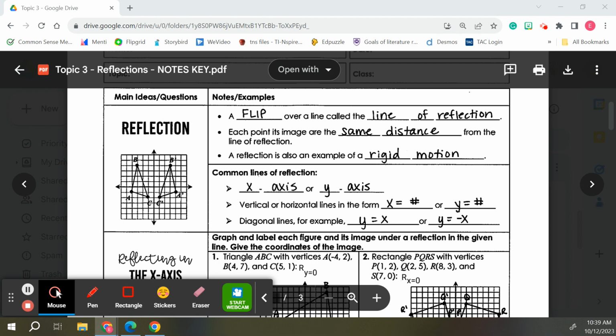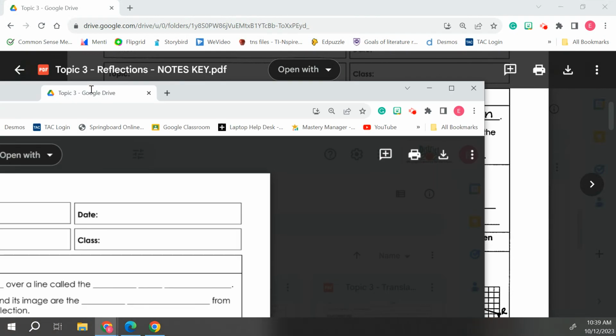For example, you can have y equals x and y equals negative x. Show of hands, who's still writing this down? Okay, so let's bring this over.